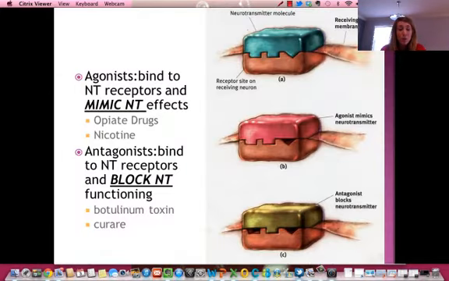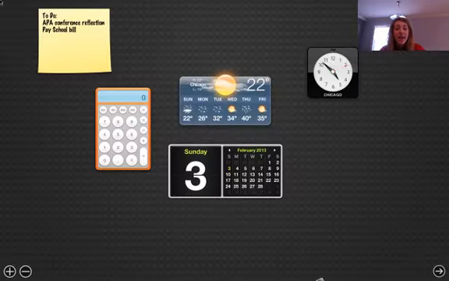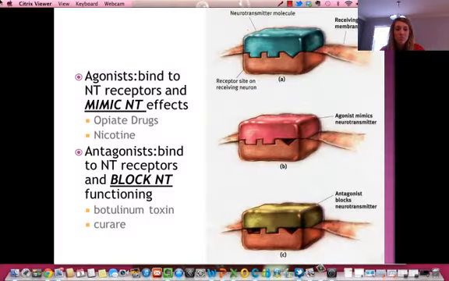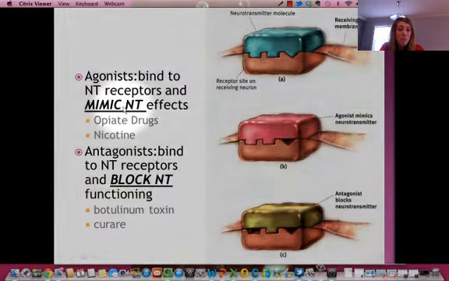So while you have neurotransmitters naturally in your brain, okay, there are things that you can ingest, or things that go into your body, that act like neurotransmitters and trick your brain. Some of them are called agonists. Agonists are ones that bind to receptors and mimic the neurotransmitter.